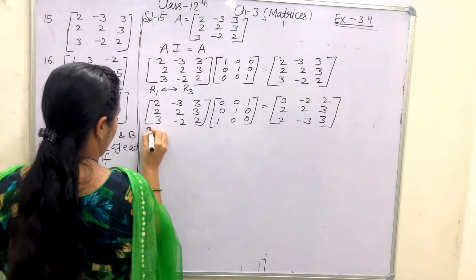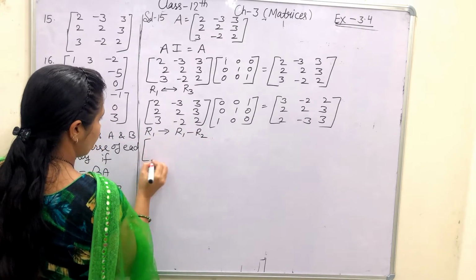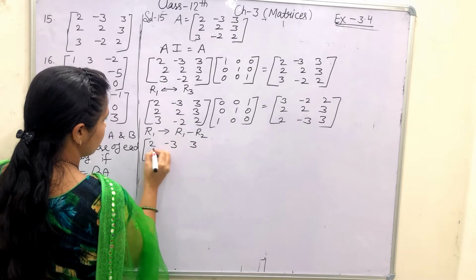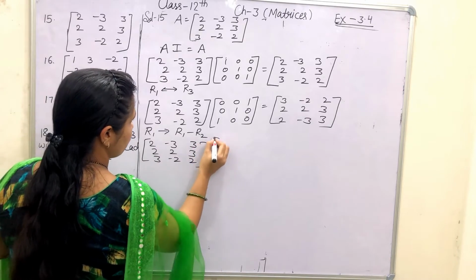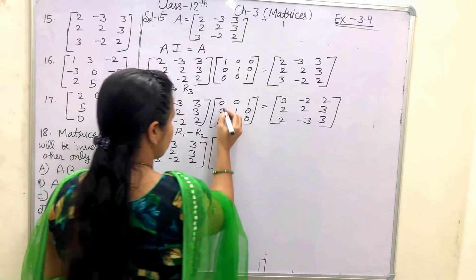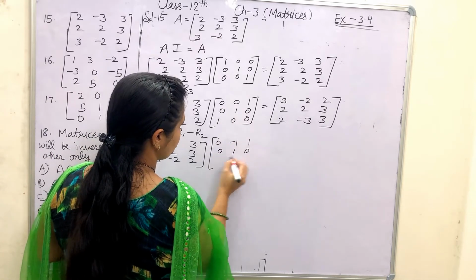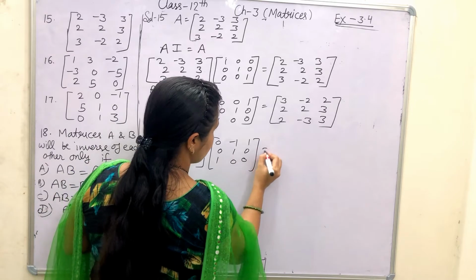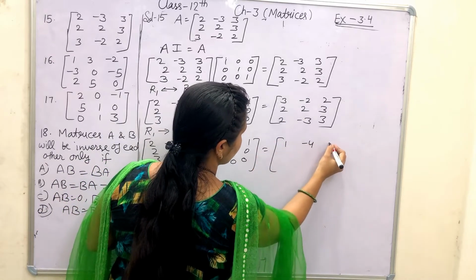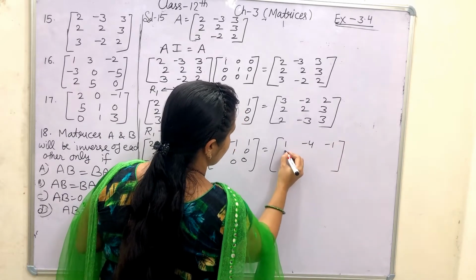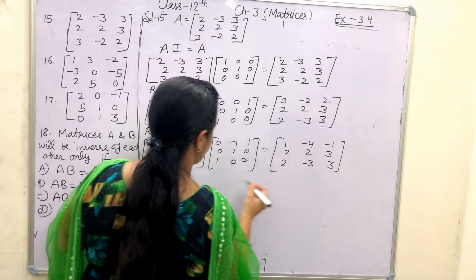Now R1 minus R2. Here we get 2 minus 3, 3, 2, 2, 3, 3 minus 2, 2. Here is R1 minus R2, 0 minus 0, 0 minus 1 and 1 minus 0. 3 minus 2, 1, minus 2, minus 2, minus 4, 2 minus 3, minus 1. 2, 2, 3, 2, minus 3 and 3.